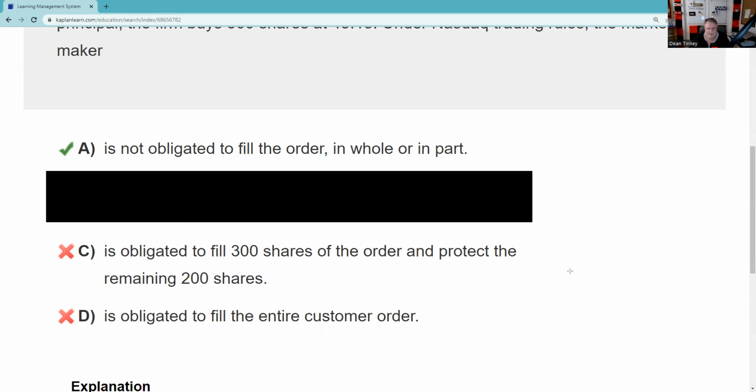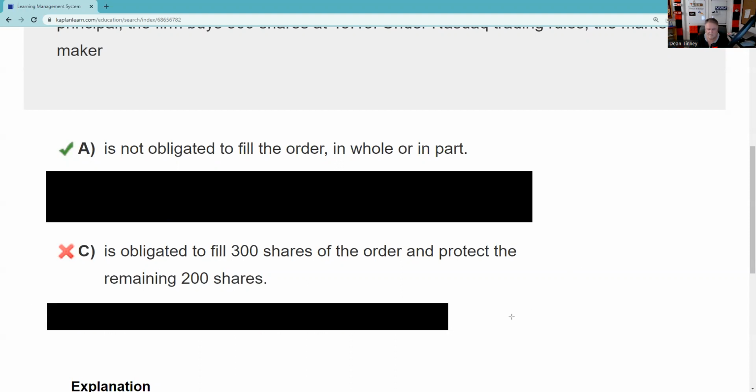Obligated to fill 300 shares of the order and protect the remaining. I would think that's the best miss, because again, what makes this a little challenging is the minimum acceptable quantity, but that's a good miss. Obligated to fill the entire customer order. I think you should have been able to toss that out. So you should have been able to get that 50-50.